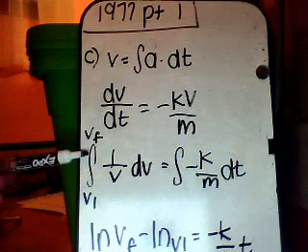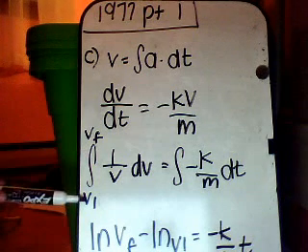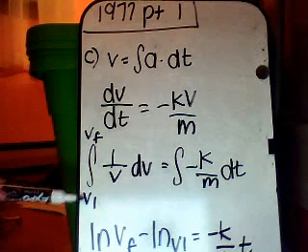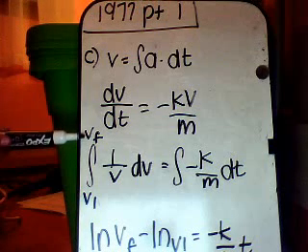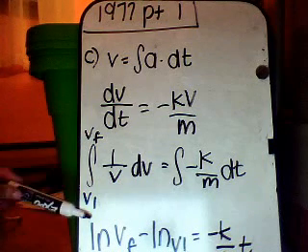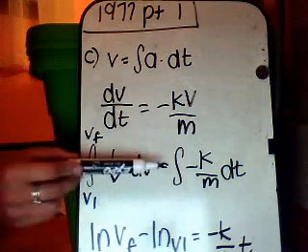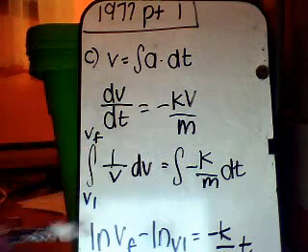And then using your differential equation, you take the integral of both sides, and your bounds are from vi to vf because it's asking for the general speed as a function of time t. So you need both bounds, and then 1 over v dv equals negative k over m dt.